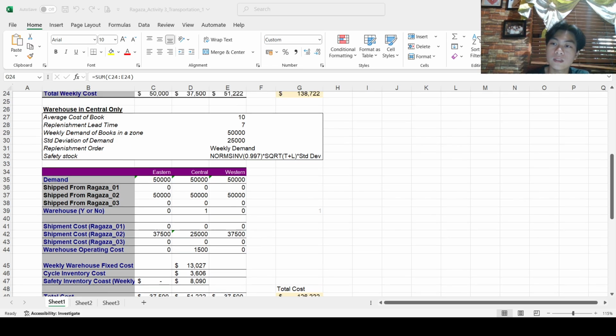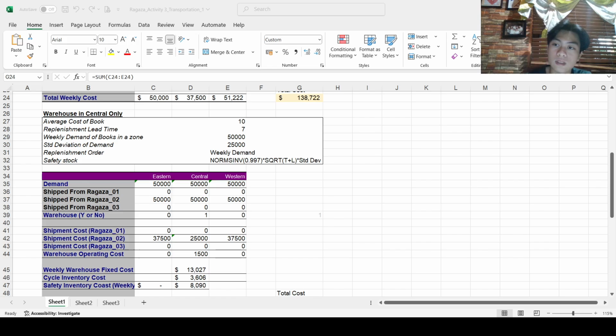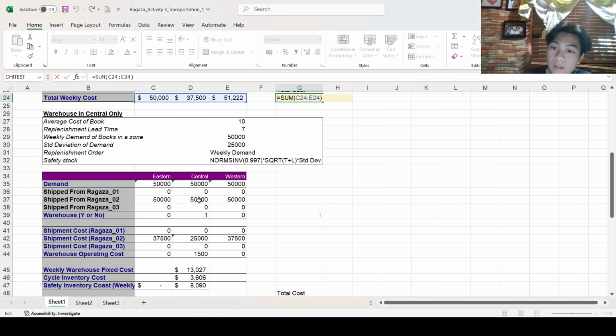In this situation, in this table, as we can see, there are the same values of demand, but this time the one or the yes is placed in the central as it indicates central only. So the only change made here was in the shipment cost. In order to achieve this, first in the eastern, we must get the 50,000 from the demand of shipment multiplied by 3 and divided by 4.